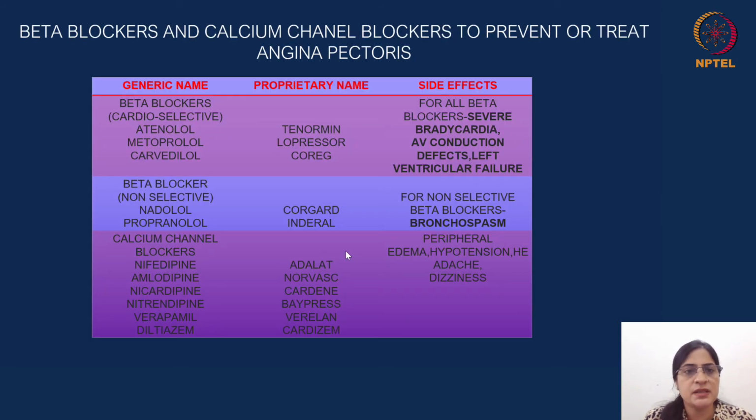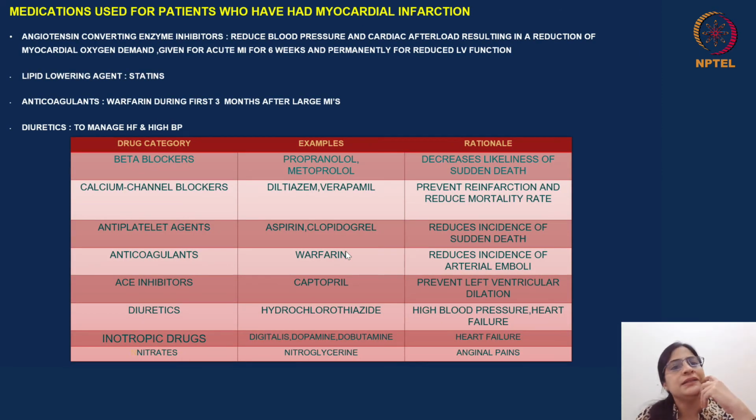So these are the basic beta blockers and the calcium channel blockers which are given to prevent or treat angina pectoris. Other than these drugs, there are more drugs added for the patients who have suffered myocardial infarction. They are the ACE inhibitors, the angiotensin converting enzyme inhibitors, or angiotensin receptor blockers also. What is their purpose? They reduce the blood pressure and cardiac afterload, resulting in a reduction of myocardial oxygen demand. It is usually given for acute myocardial infarction for 6 weeks at least, and permanently if there is reduced left ventricular function. These patients would be on lipid lowering agents also, mostly statins.